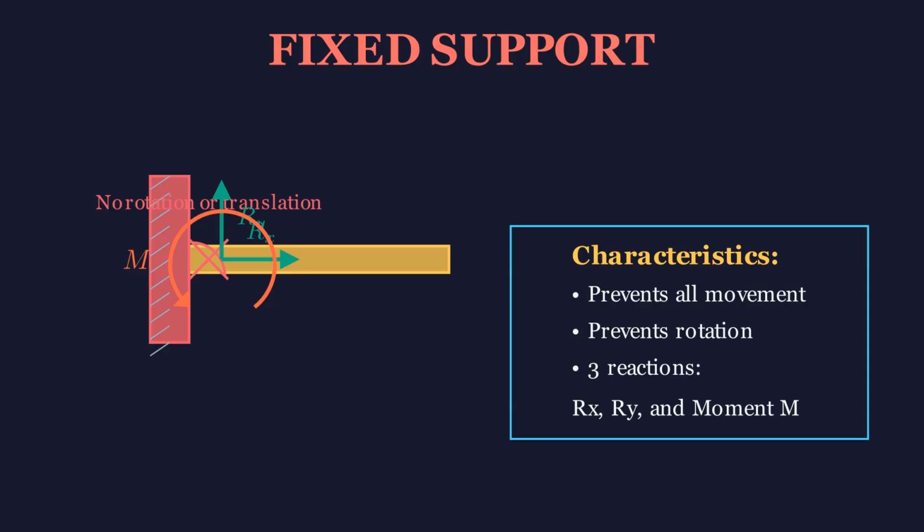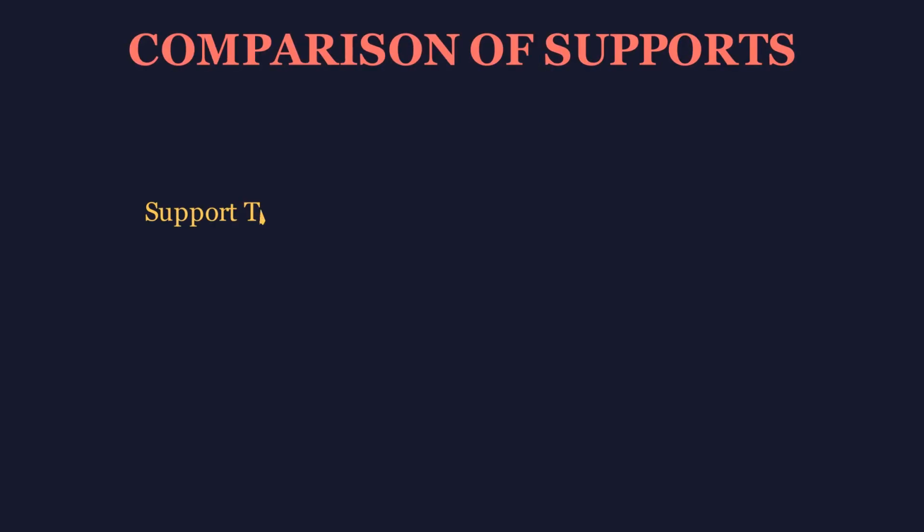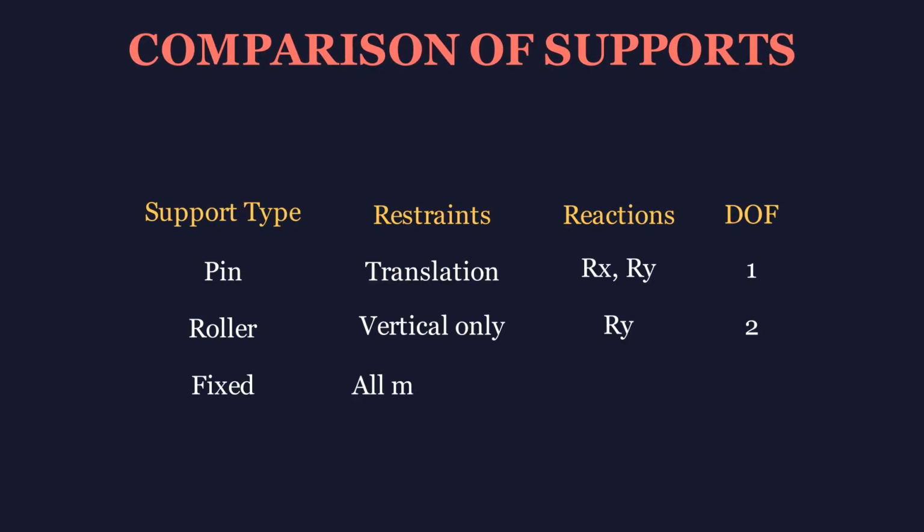The fixed support is the most restrictive type of support. It prevents all translation and rotation at the connection point. The fixed support provides three reactions, Rx in the horizontal direction, Ry in the vertical direction, and a moment M that prevents rotation. This support is commonly used in cantilever beams and rigid frame structures where maximum stability is required.